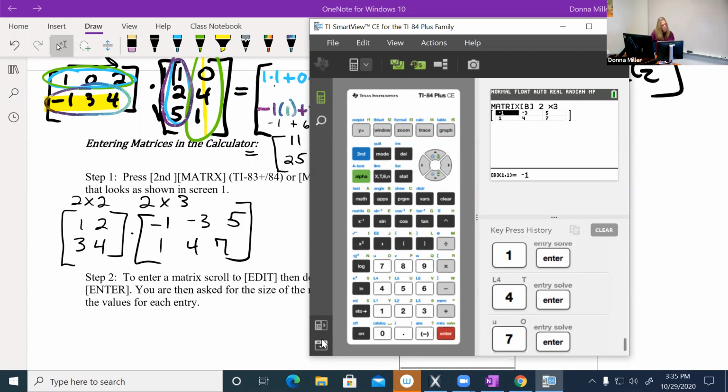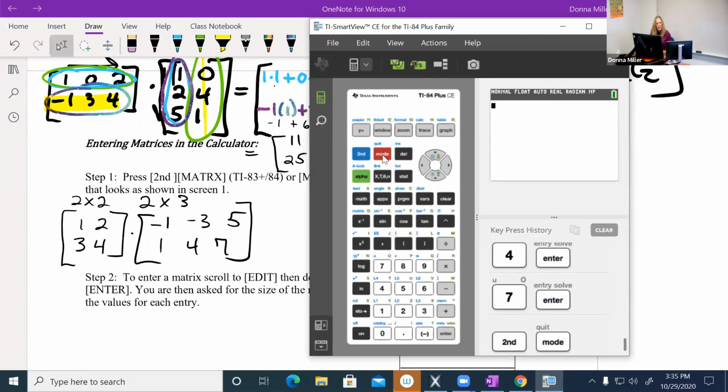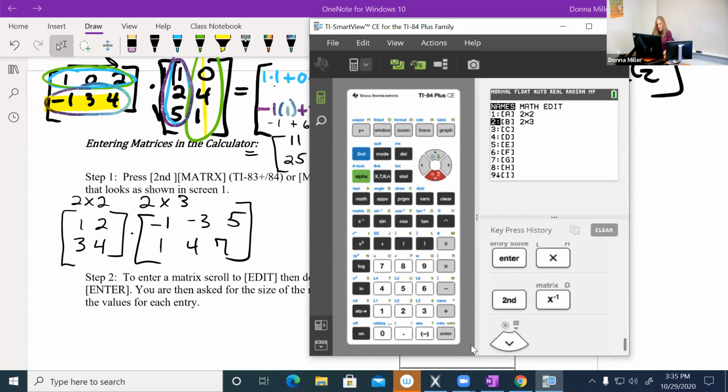We good? Now I'm going to quit out of that, so I hit second quit. Now to multiply them, it's super easy. All I do is go back to the matrix menu. I want A times B, so I do A times, hit second matrix, select B, enter, and there's my result. The calculator does this all for you.